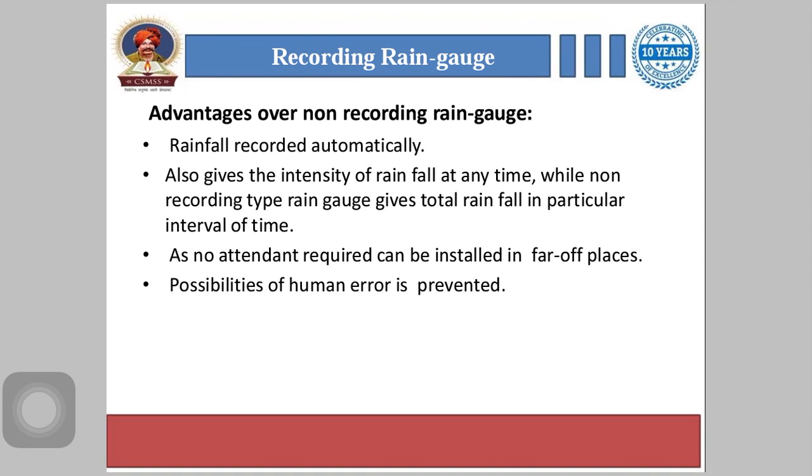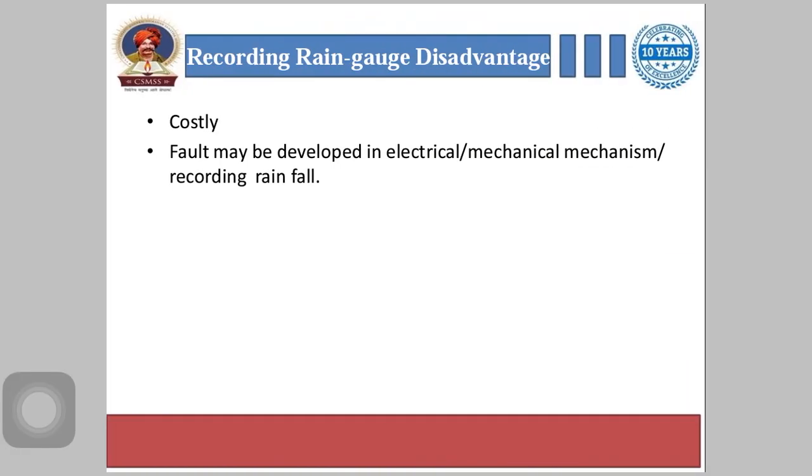No attendant is required when we install these recording rain gauges in far off places because it takes the reading automatically, while in the case of non-recording rain gauges we saw that an attendant is needed, and the attendant is a person who takes the reading on a particular occasion. The possibility of human error is also prevented in the case of the recording rain gauge.